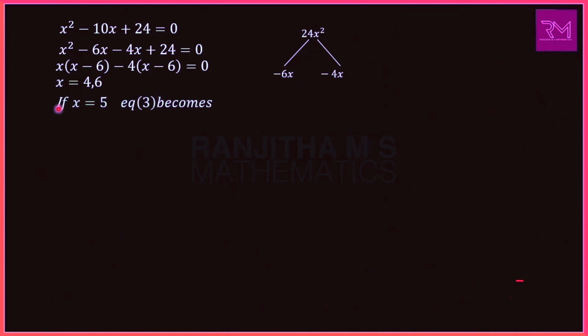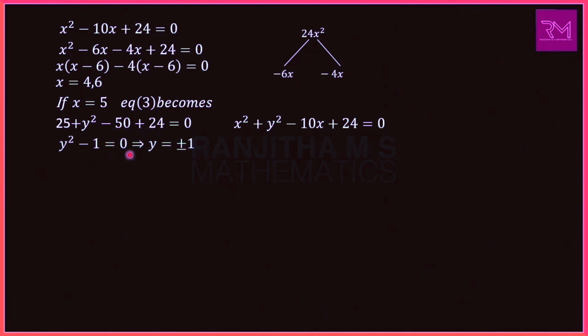In the similar way, if we substitute x value as 5 in equation number 3, which is x square plus y square minus 10x plus 24 equal to 0, we get 5 square is 25, plus y square as it is, minus 10 into 5 is 50, plus 24, which is equal to 0. Here 25 plus 24 is 49, minus 50. Hence we get y square minus 1 equal to 0.